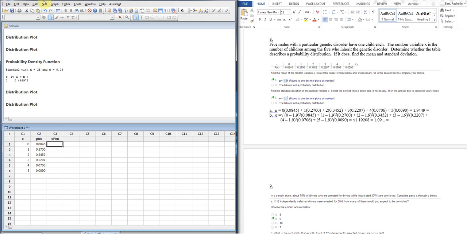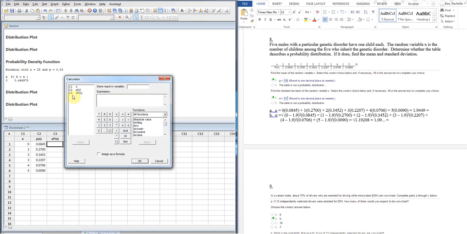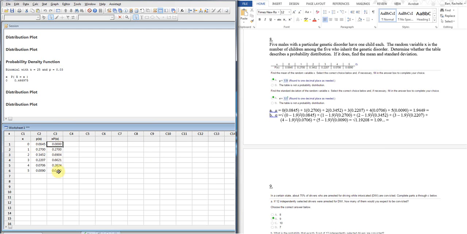All right. So we're going to go to calculate and then calculator. And I want to store my results in x times p of x. So that's what I'm doing here. And the expression I want is x times p of x. Makes sense, right? So the expression here is telling Minitab what to calculate and then where to store it. So we're going to hit OK. And notice it gives me all these values.